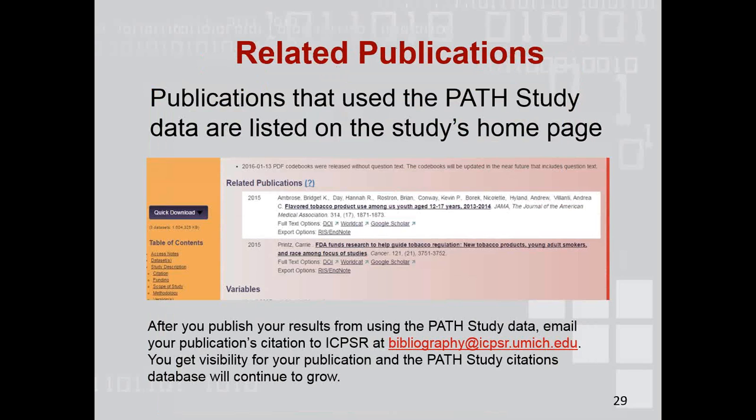One last feature we wanted to point out prior to getting into accessing the data is the related publications section of the study homepage. Here you can find publications where authors have used the data and then cited it in their publication. Once your document is published, or your manuscript or journal article that used the data from a study obtained from NADAP, we ask that you email ICPSR with your citation. It is a win-win when you publish and provide us with the citation.